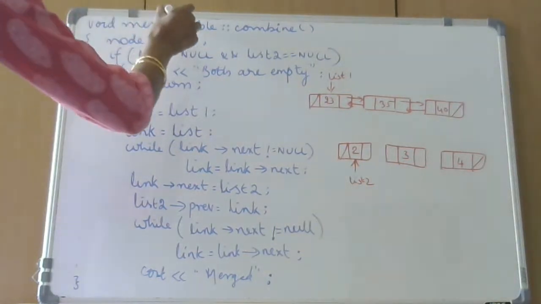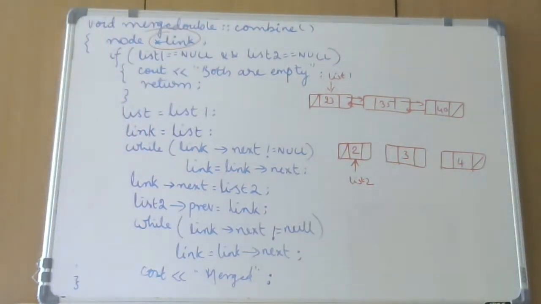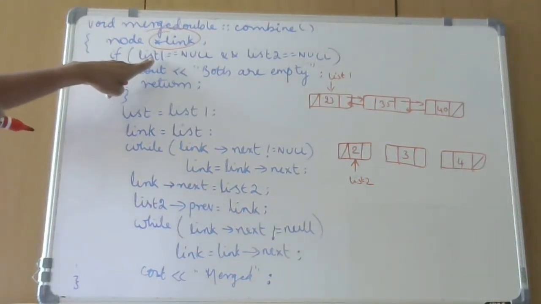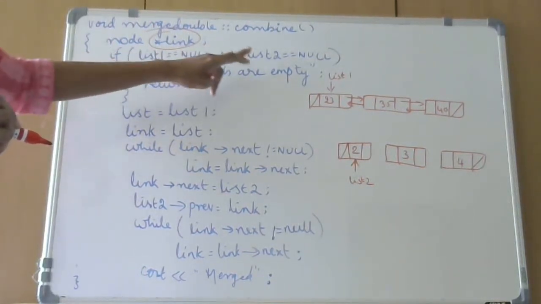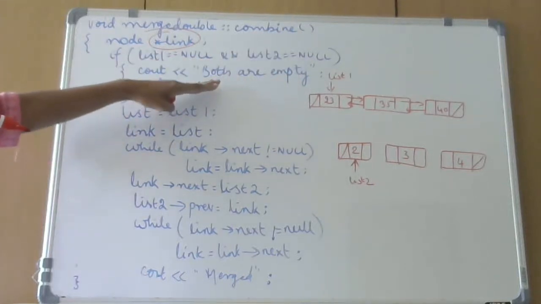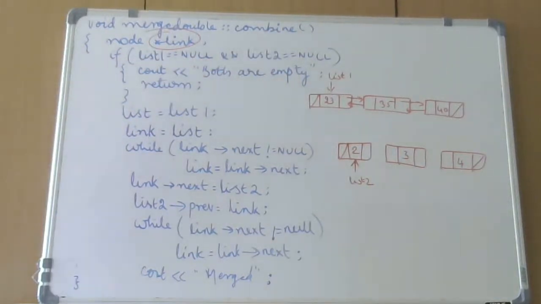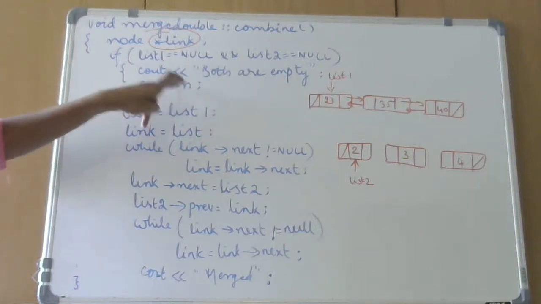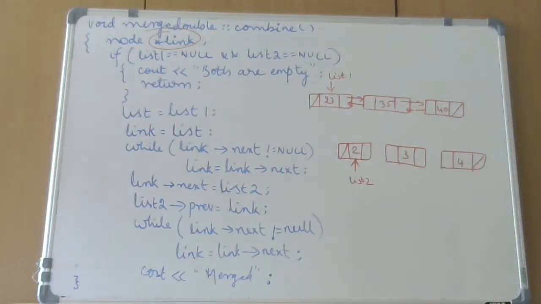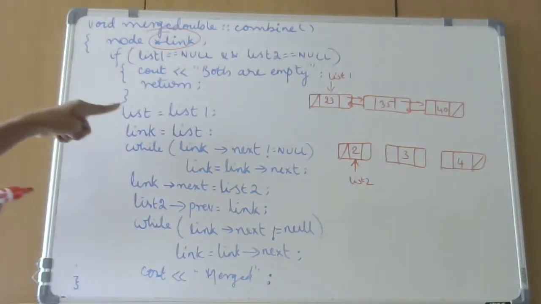I have taken one pointer, link. First what I am checking: if list 1 is equal to null and list 2 is equal to null, both are empty, return. That means if both are null, both are empty, then you cannot merge at all. Correct? So we will display both are empty and we will return, we will finish the program. Otherwise, what are we going to do?